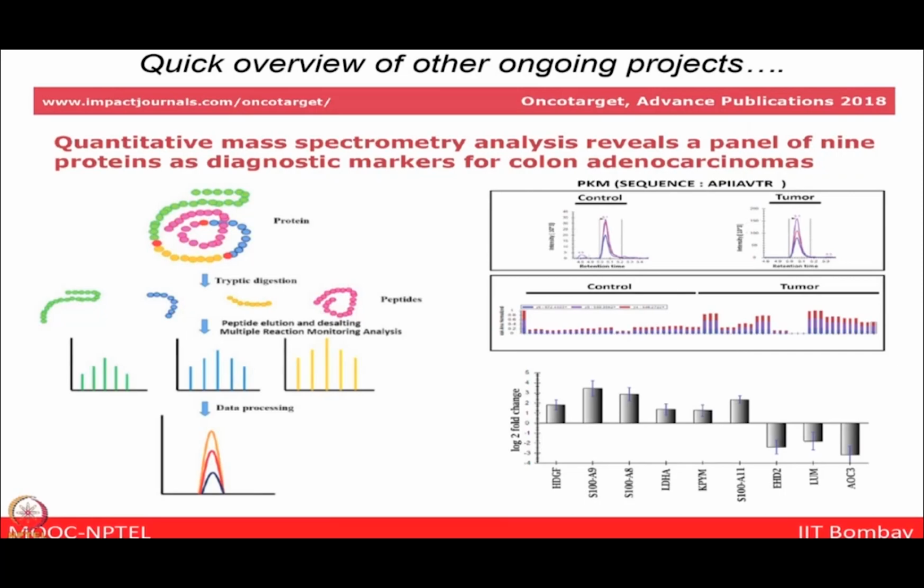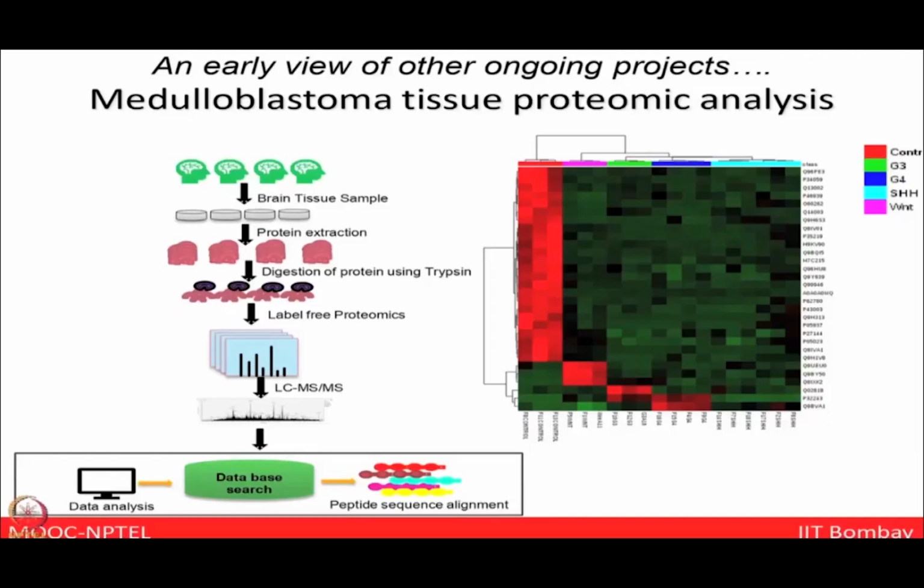In another project in collaboration with Professor Gilead's lab in Tel Aviv University in Israel, we tried to investigate the colorectal cancer problem, colon adenocarcinomas, and we found a panel of 9 proteins that looked very reproducible across a large number of patients affected by colon cancer in the Middle East countries, and we are now trying to validate this in Indian patient samples also.